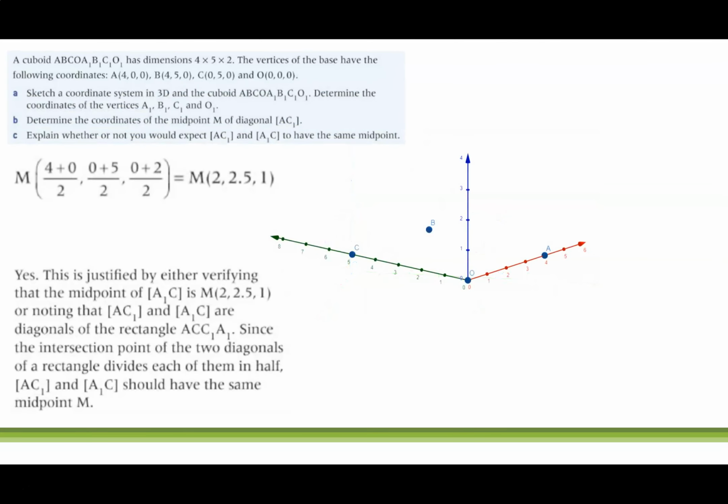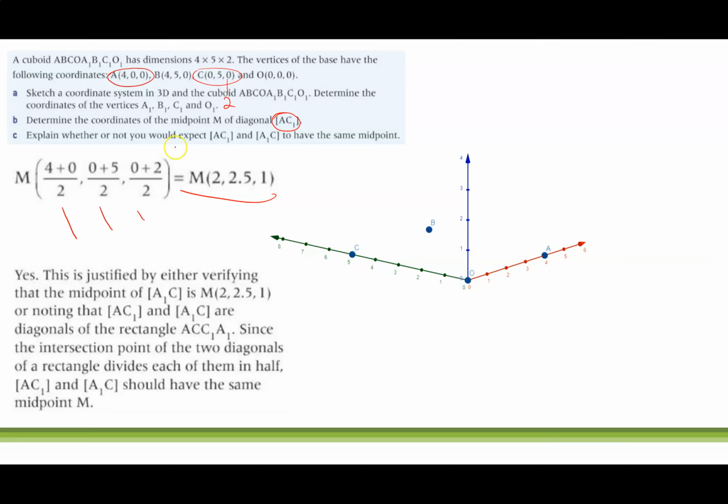So what they wanted to know was to sketch it and then find the midpoint of the diagonal between A and C1. Well, there's A, and C1 exists above C, which is going to be here, but the z coordinate is going to be 2 because it's higher up. Anyway, you just use the formula once you have the coordinates delineated, and then you can find out the midpoint, which is right there.